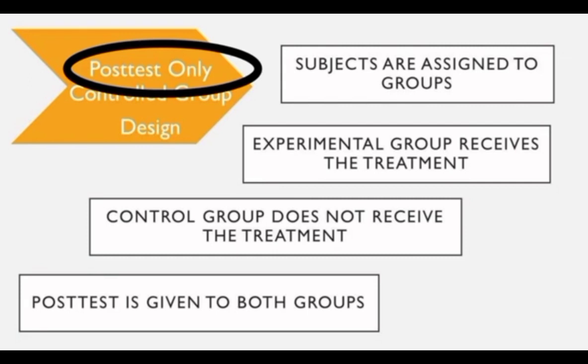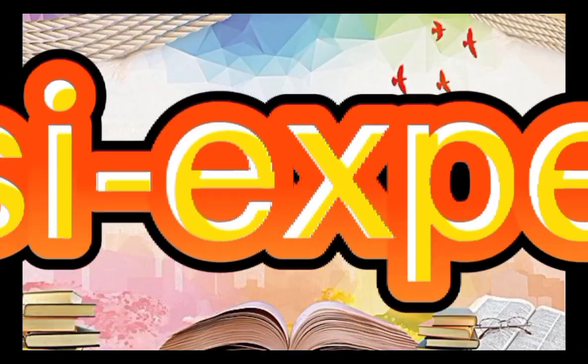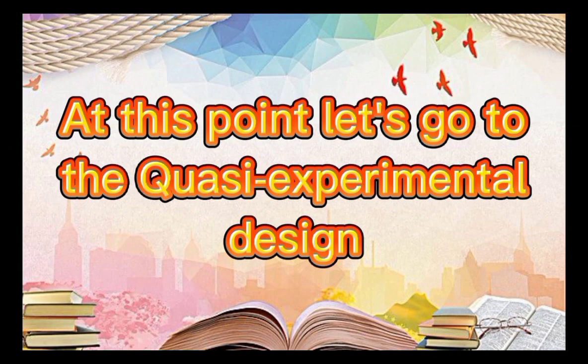Let us emphasize that in the post-test only control design, we still have two groups, the experimental group and the control group. However, they both have no pretest. Now, the experimental group has an intervention to be applied, while the control group has no intervention, but they both have a post-test. At this point, let's go to the quasi-experimental design.